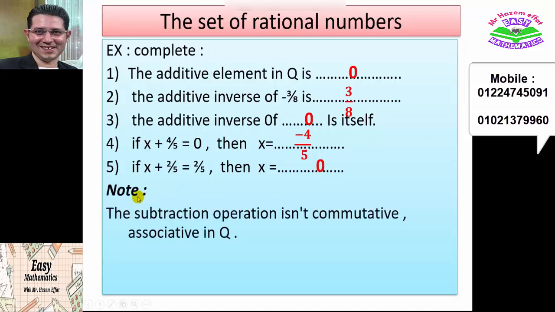Okay, at the last there is a note. The subtraction operation isn't commutative and associative in Q.